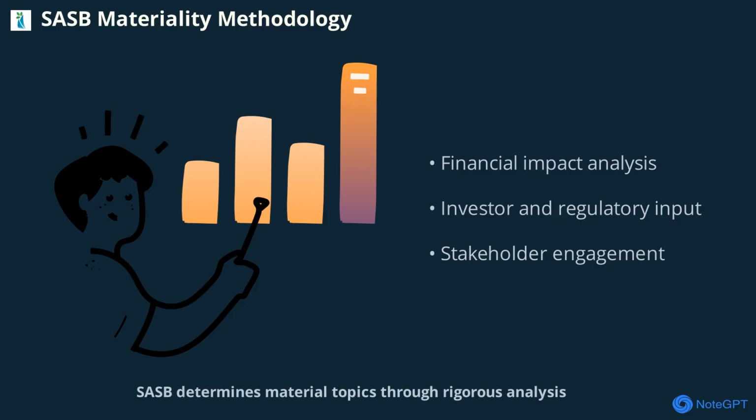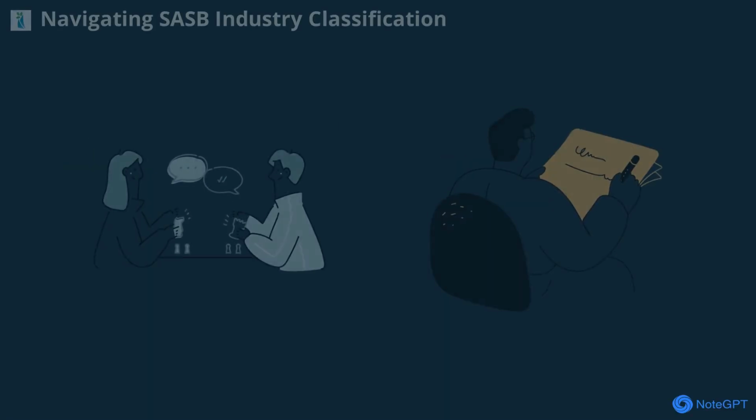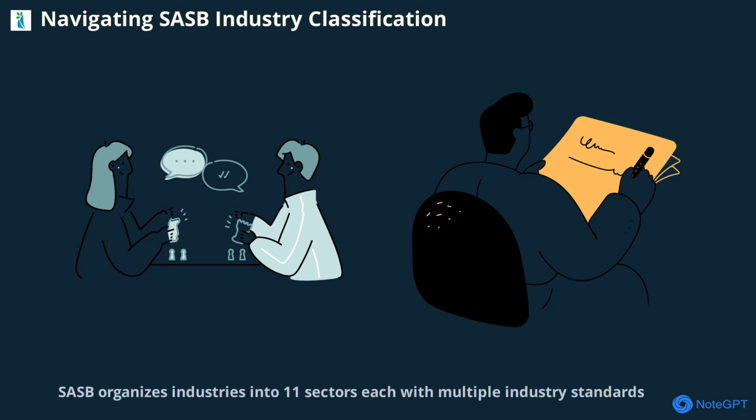SASB determines material topics through rigorous analysis, including evidence of financial impact, investor interest, regulatory trends, industry characteristics, and stakeholder feedback. This methodology ensures that the standards are relevant, evidence-based, and aligned with the needs of both companies and investors. SASB organizes industries into 11 sectors, each with multiple industry standards.